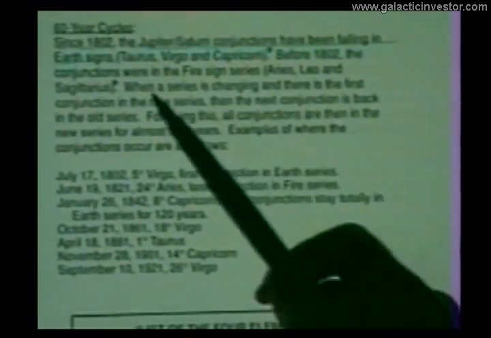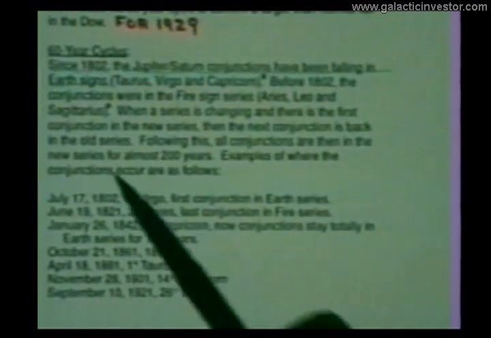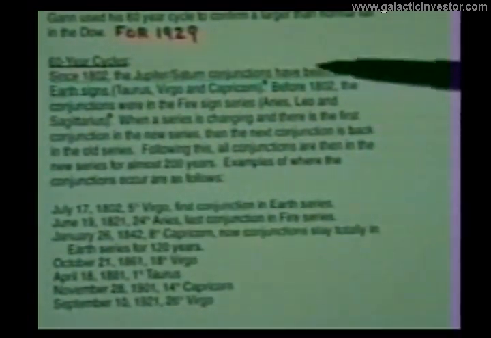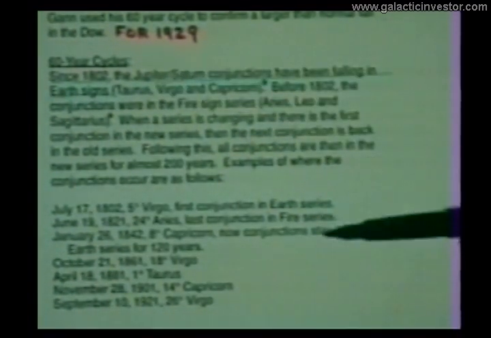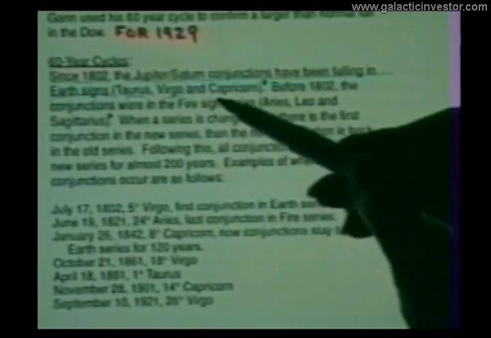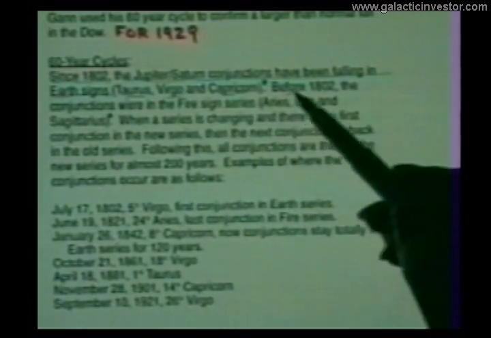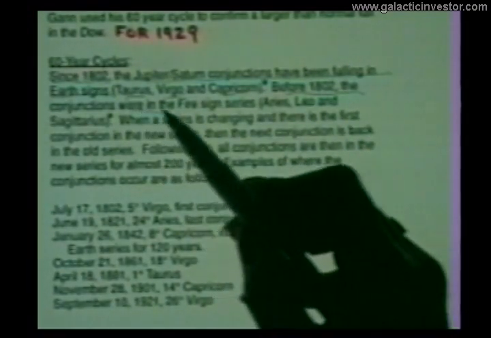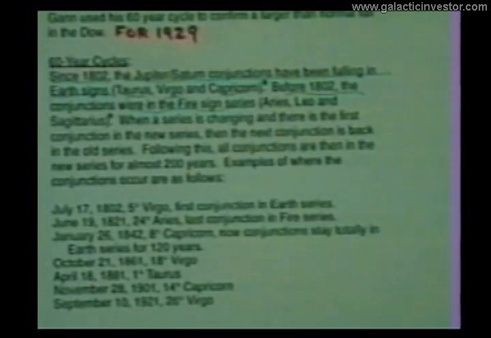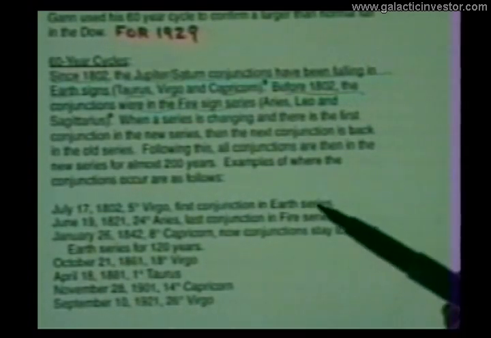So it says since 1802, the Saturn-Jupiter conjunctions have been falling in the earth signs of Taurus, Virgo, and Capricorn. Before 1802, they were falling in fire signs. And we could look down and see the fire signs if you want to. They occur in those signs.